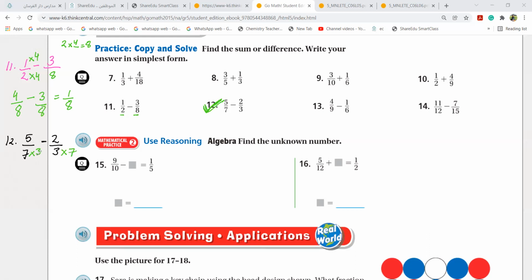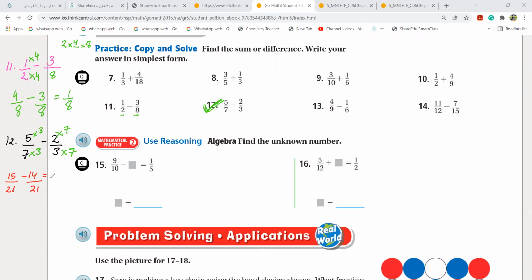Now, same thing we'll do on the numerator. So 5 times? Same number, Rital. 5 times 3. And 2 times? 2 times 7. Excellent. Now, did you get it, Rital, how to do it? Yes. Now you will multiply. 5 times 3 is 15. 7 times 3 is 21. 2 times 7 is 14. 7 times 3 is 21.